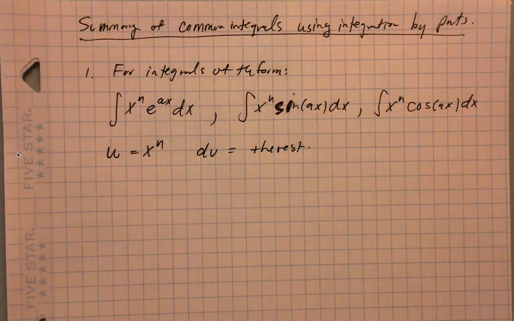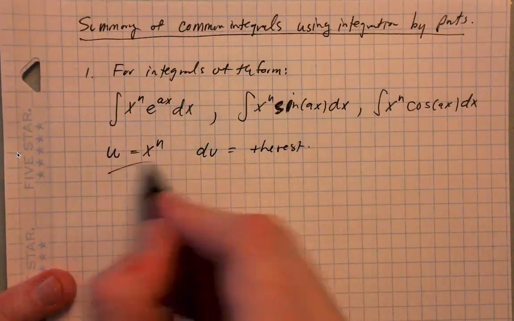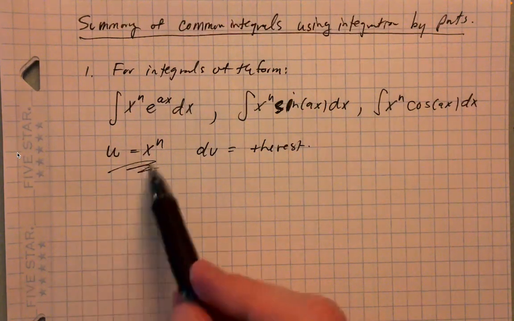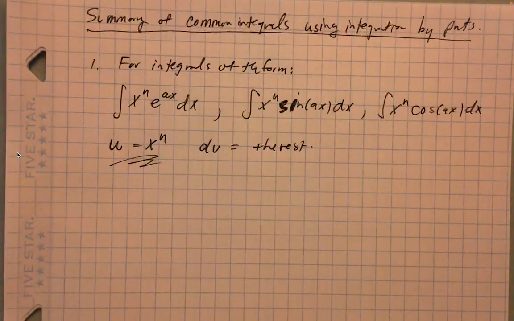Okay, and that's because specifically here, your choice of u as x to the n is going to mean that the derivative is n x to the n minus 1. So it's going to keep decreasing the power of this polynomial term. That piece of it will become simpler every time you differentiate it.